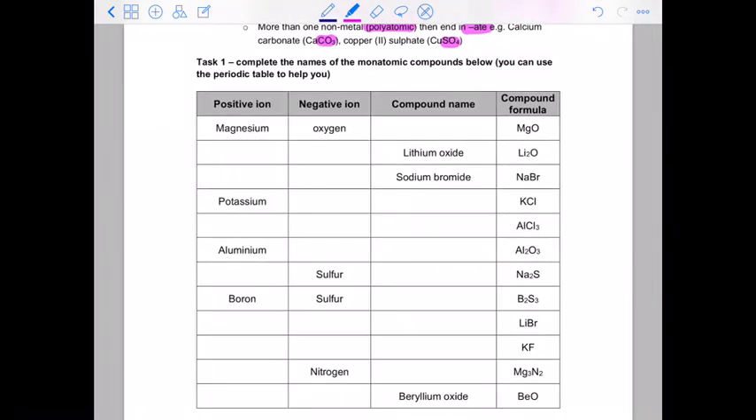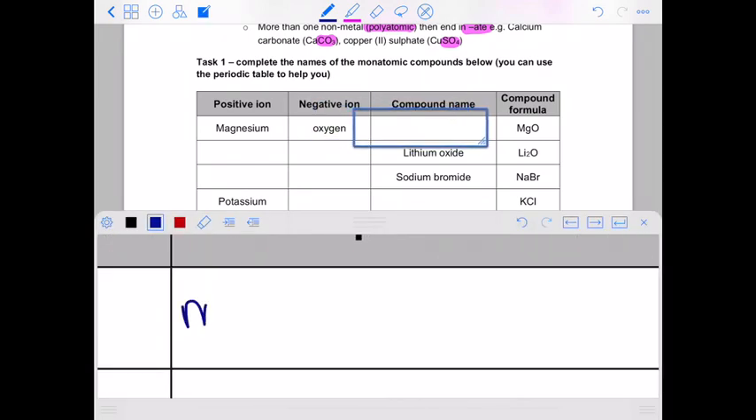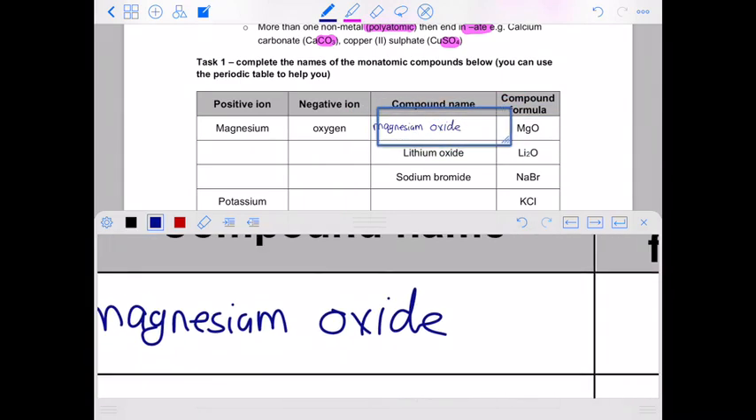Looking at this task here, our magnesium is a metal, and our negative ion is oxygen. We start by saying the positive ion first, so we'll say magnesium. Then we write the negative ion, but we can't just write oxygen. We have to change the ending to "-ide", so it's oxide. So that's what we're doing for that one.